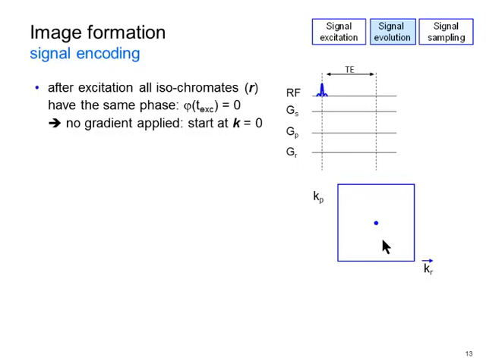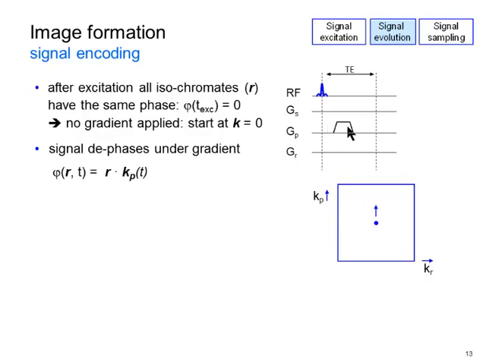That means after the RF pulse, all isochromats within the object have the same phase. That means we are starting in the k-space pictured right in the middle. If we are now applying a gradient, we know that the phase for all individual isochromats is just the scalar product of the spatial coordinate and the k-space coordinate. This is just illustrated for not applying any gradient.